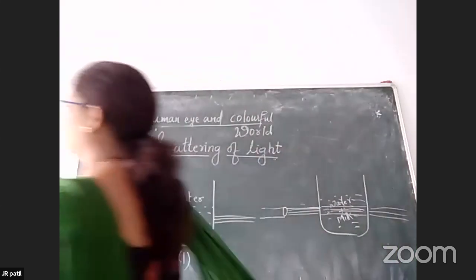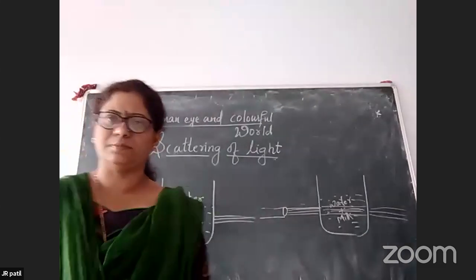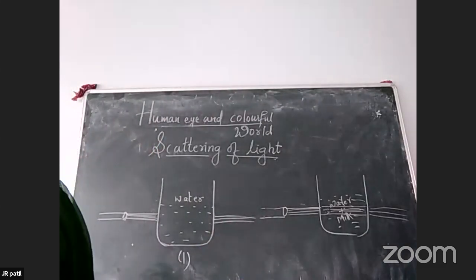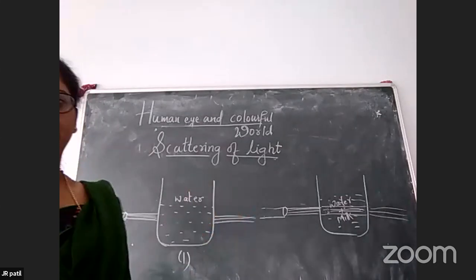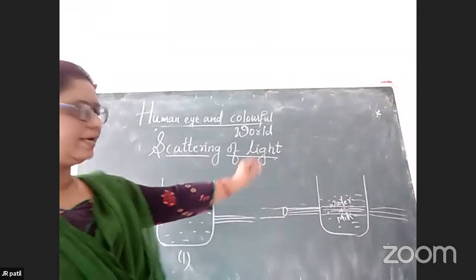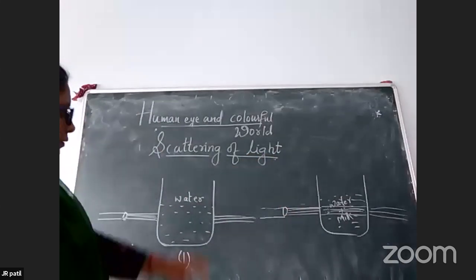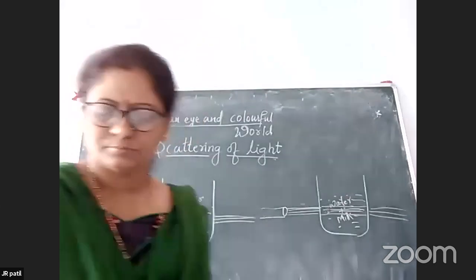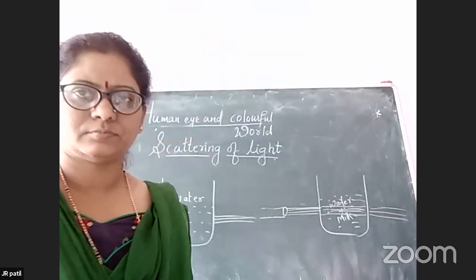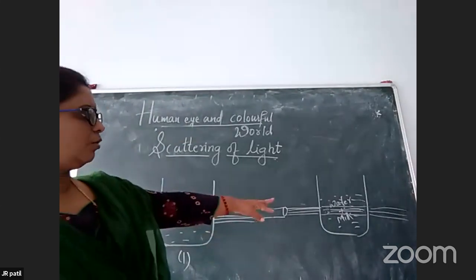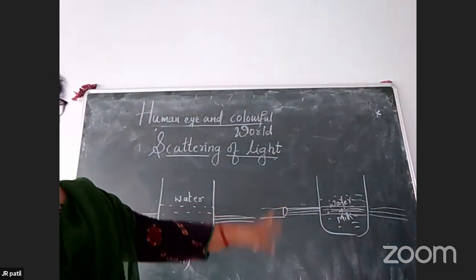Visible, ma'am. The light is visible. What is the reason? Last year we have studied this. What is the reason for that? Colloidal particles are present. Milk is added to the water, but we are not able to see the milk particles. Colloidal particles are visible. Milk is the colloidal particle, ma'am. So milk plus water is a colloid.